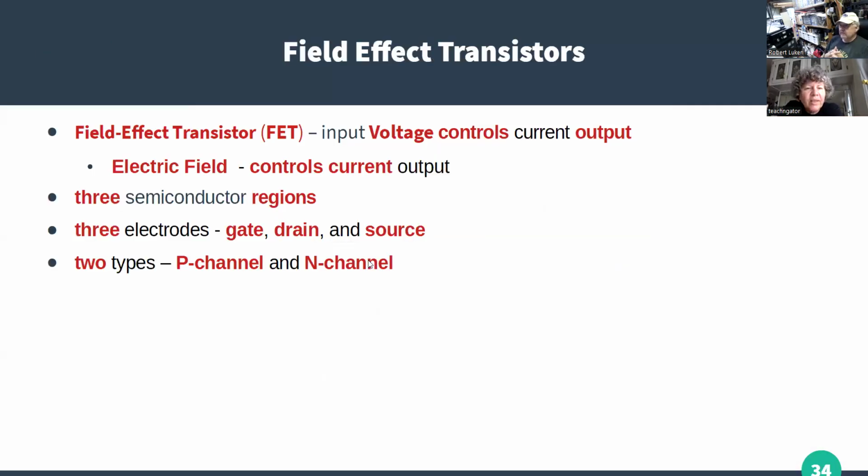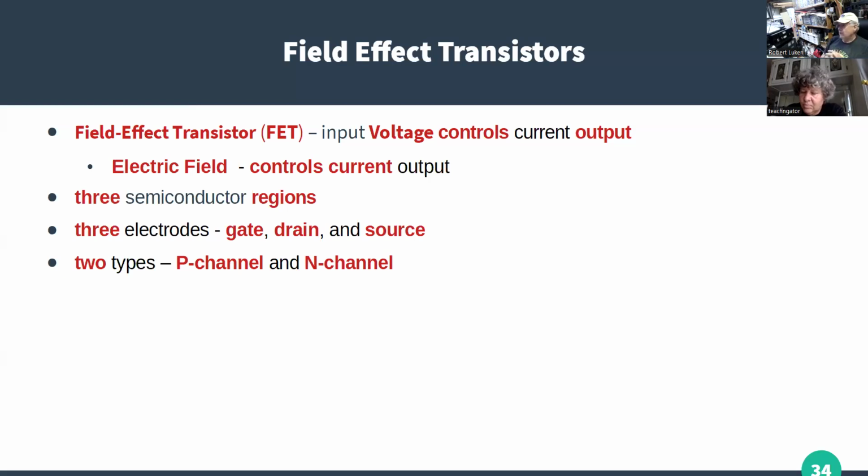A field effect transistor, the input voltage controls the current instead of a current through the control element. It's got three regions, just like the bipolar. We call them the gate, the drain, and the source.